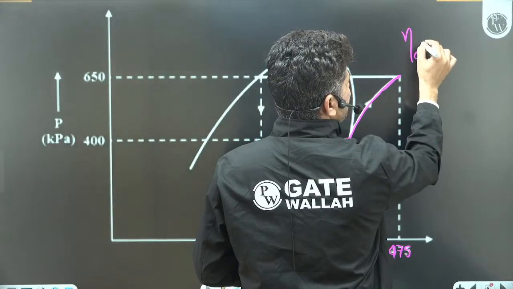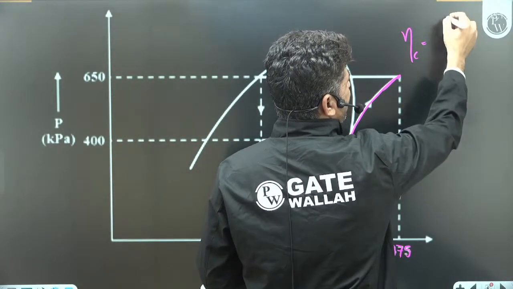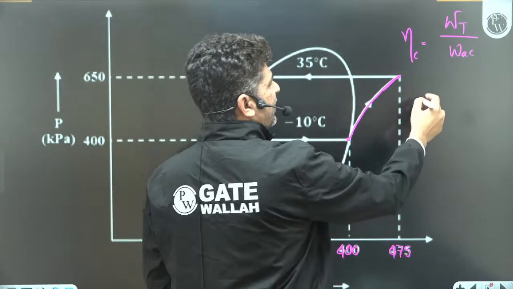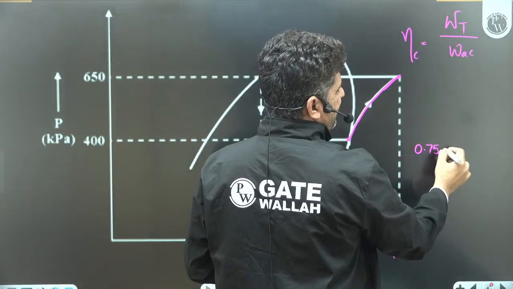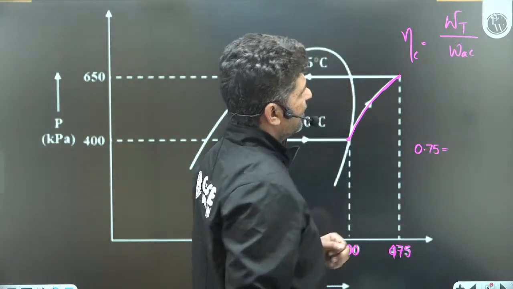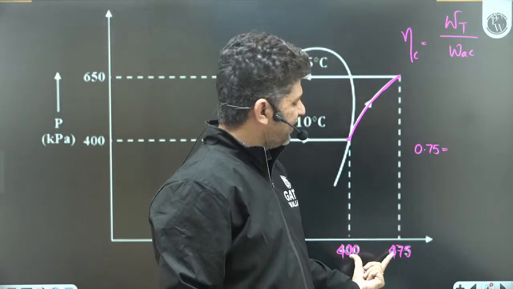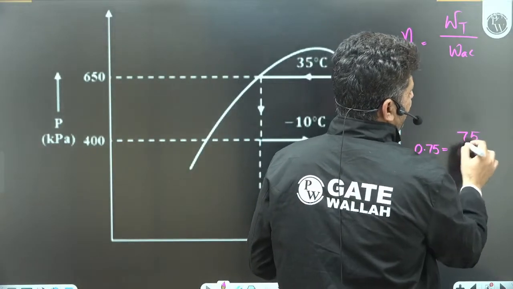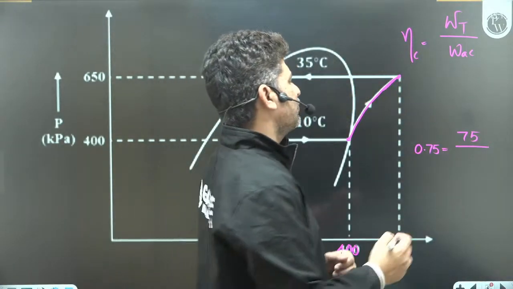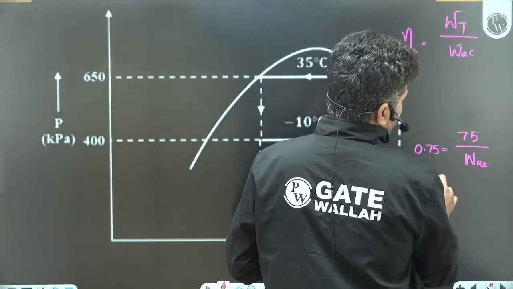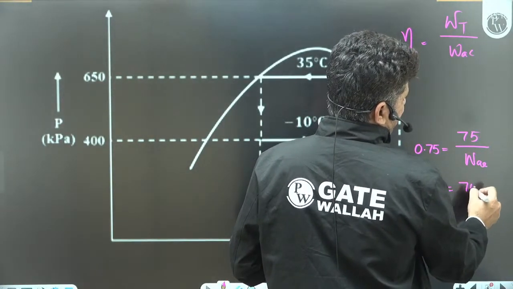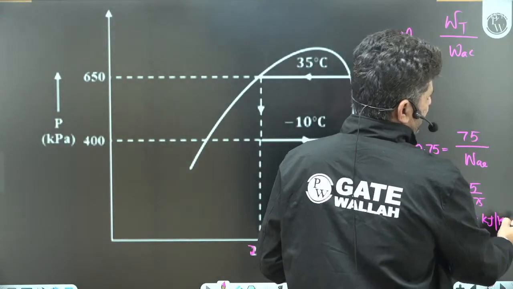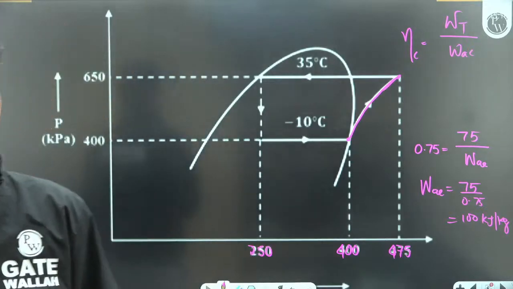So isentropic efficiency of compressor is defined as work theoretical divided by work actual. If you see, isentropic efficiency is 0.75. 0.75 means work theoretical, what is the theoretical work? Theoretical work is this one, 400 to 475, so 75 kilojoule per kg. So 75 divided by work actual. So what will be the work actual? Work actual would become 75 divided by 0.75, that is 100 kilojoule per kg. Okay, so this is the actual work.